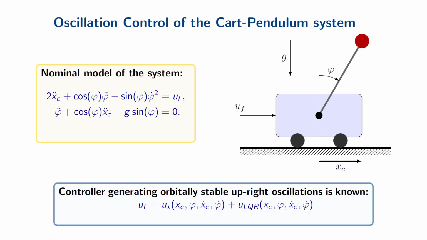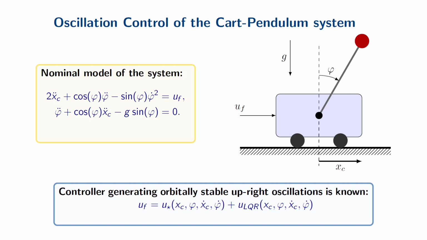Hello and welcome back to this third and last video in the three-part series where I go through the presentation from my PhD defense. So in this video we'll look at how one can design robust orbitally stabilizing feedback for trivial orbits and periodic orbits utilizing the sliding mode control methodology. So let's start with an example.